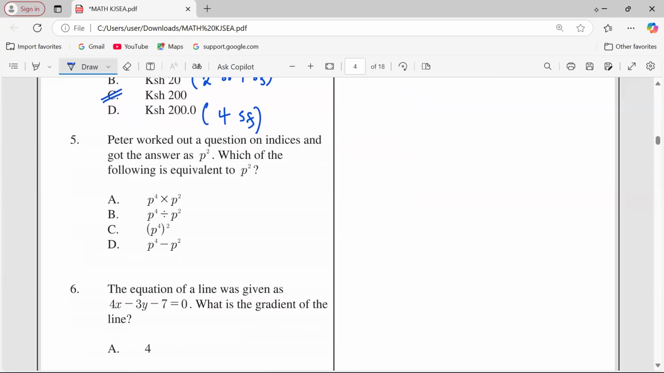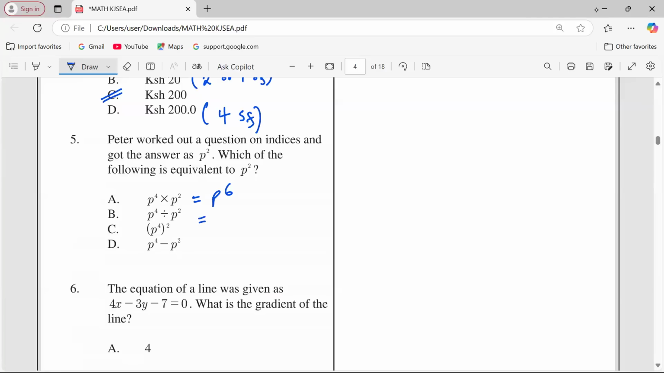Number 5. Peter worked out a question on indices and got the answer as p power 2. Which of the following is equivalent to p power 2? In other words, which question was Peter working out, because when he worked out, he got p power 2. So we know that according to the laws of indices, when we have a common base, the powers should be added. So from A, the answer will be p, then 4 plus 2, which is 6.